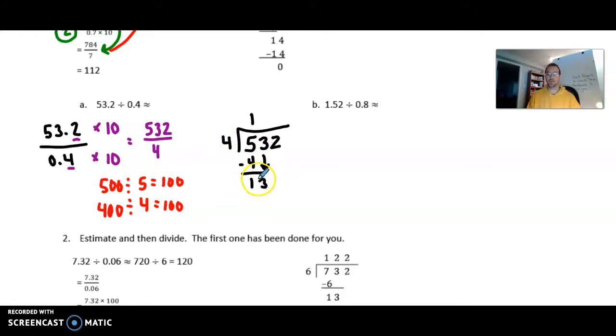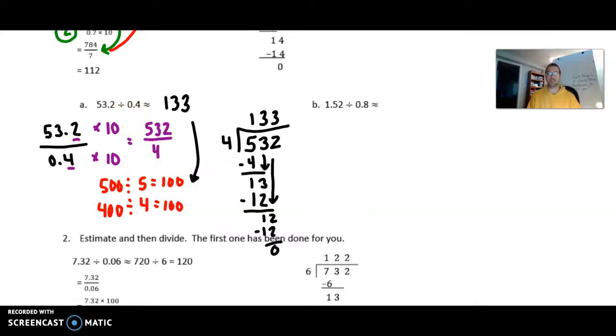How many 4s go into 13? Well, think of your basic facts. 4 times 3 is going to give us 12. Finding the difference gives us 1. Bring down the 2. How many 4s go into 12? Well, again, 3. And we're left with nothing left over. So our answer is going to be 133. Is that pretty close to our estimate? Absolutely. It's pretty reasonable.